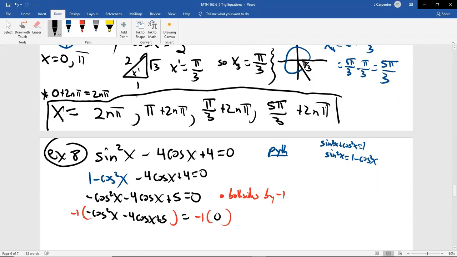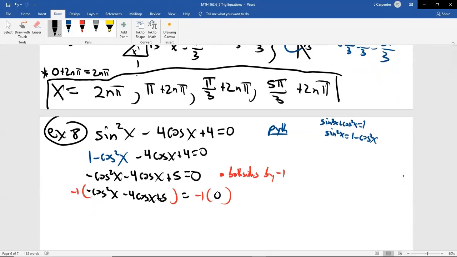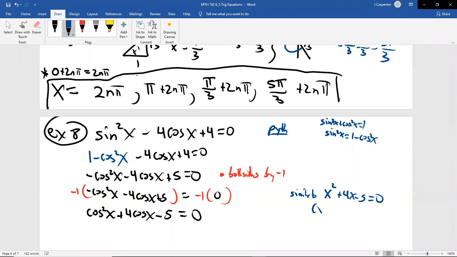Because a negative times a negative, all these signs will just switch. Now our positive term will be leading. Cosine squared x plus 4 cosine of x minus 5 equals 0, not -0. And then we can factor. We said if you need to see the similar version of this, you could just use x squared plus 4x minus 5 equals 0, which you'd factor like so.